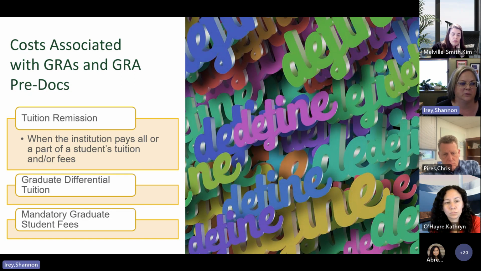Then we have graduate differential. Sorry, I'm having to move my stuff so I can see my notes. Kim's face was plastered over my notes.